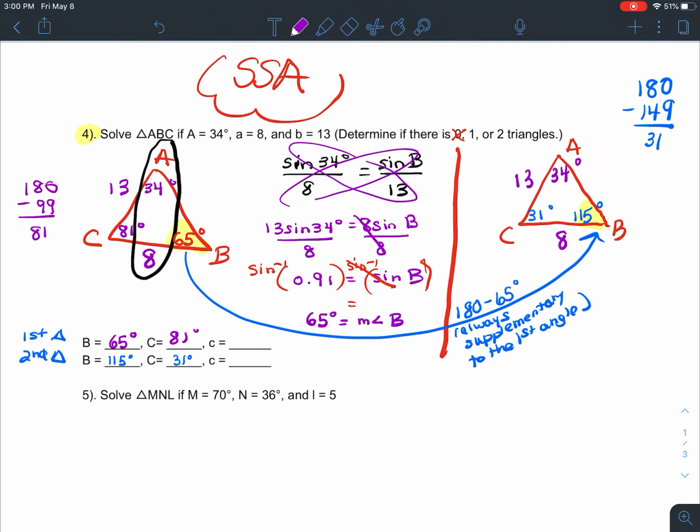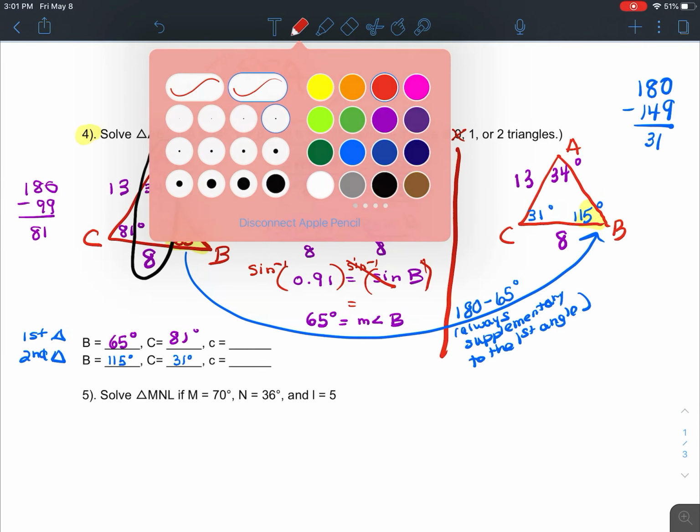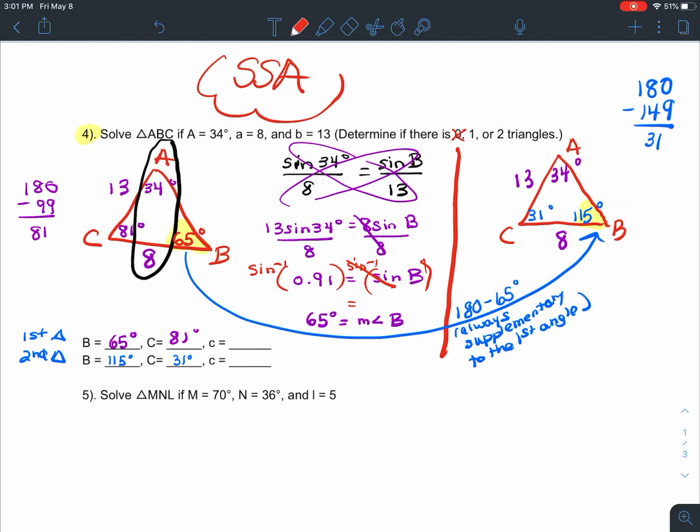Very important as you are drawing these pictures that as you find these missing pieces, sides, and angles, you add them to your picture. So for both of these pictures, all that we have left to do is the law of sines one more time, and I'm going to fill this space underneath here to find side C. Let's go back and look at the first picture. I want side C. I'm going to stick with the first ratio I had, that was the strong ratio of sine 34 over 8. I'm going to set that equal to sine of 81 over side C.